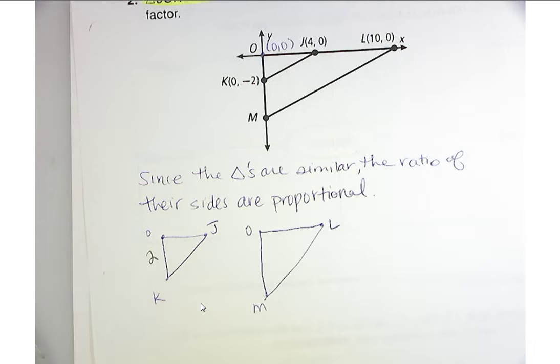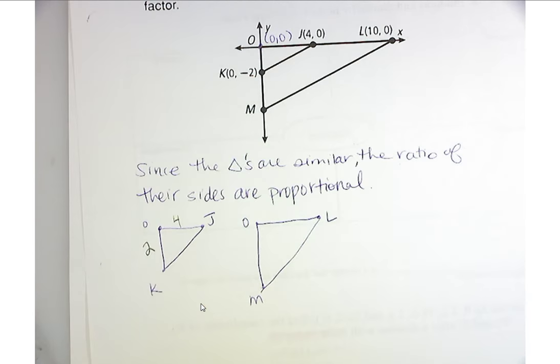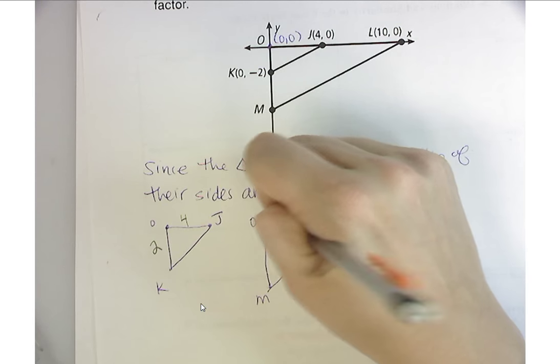Okay, Sam, what's the length of OJ going to be? Yep. Okay, and Sarah, what's the length of OL going to be? So what's the coordinate at L? 10. Yep. Okay, so then if you're starting at 0, when you go to 10, it will be 10.